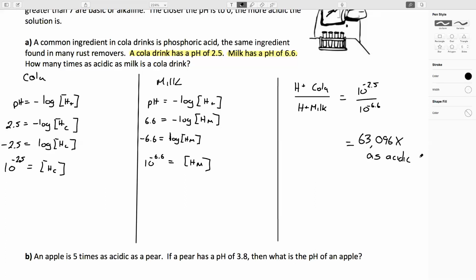And so that sort of thing is only possible because this is an exponential scale. Every one in my exponent increases by a factor of 10. So we're going from like 10 times to 100 times to 1,000 times to 10,000 times as strong. And that's the difference between a 2 and a 6 here.